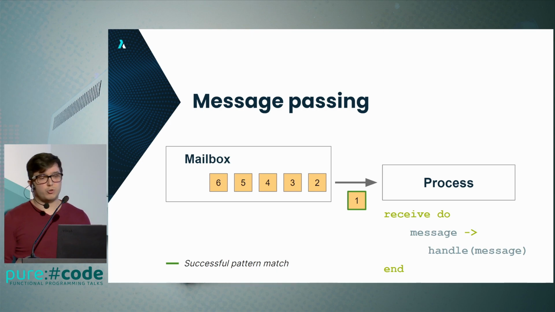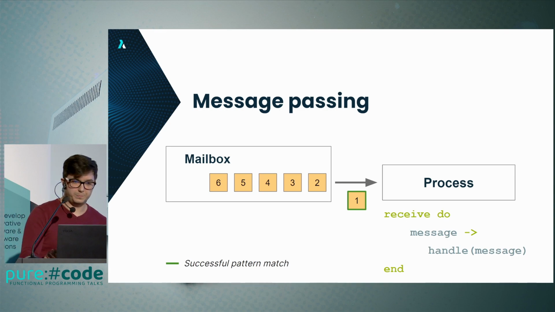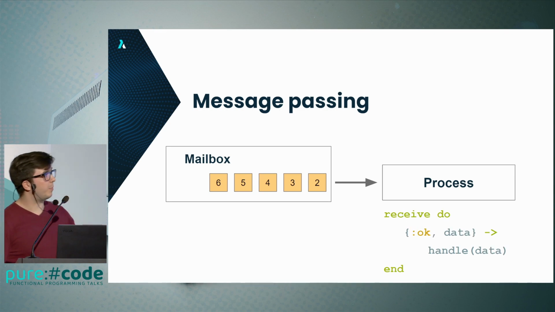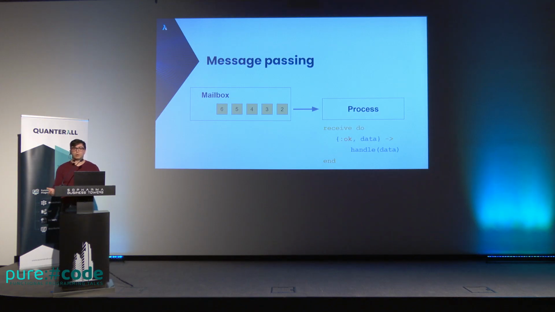So what if we want to match on something that is a little bit more specific? Here we have a pattern that expects the message to be a two-element tuple, where the first element is the atom :ok. I haven't spoken about atoms thus far, but consider them a constant where their value is equal to their name.